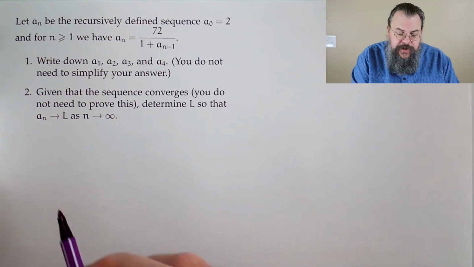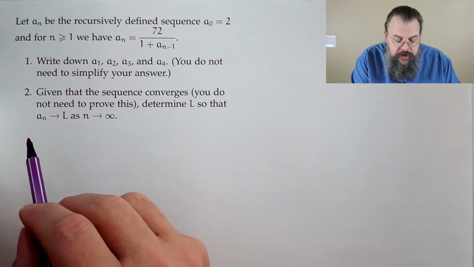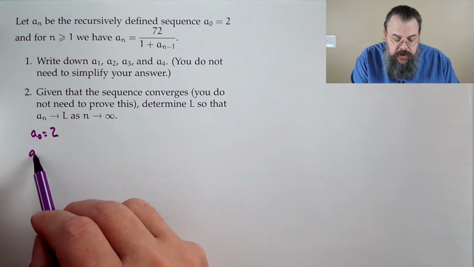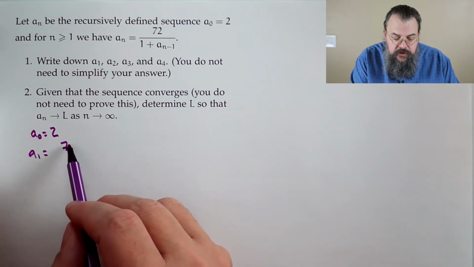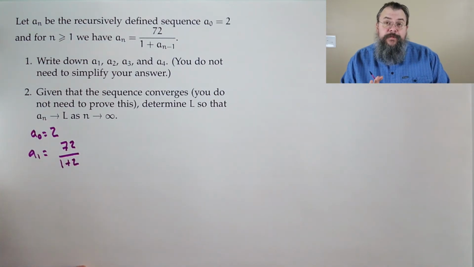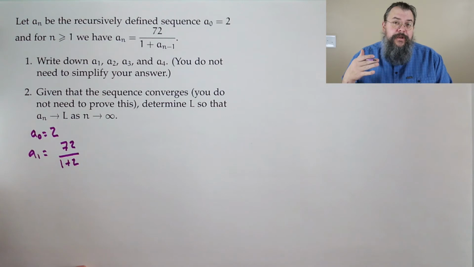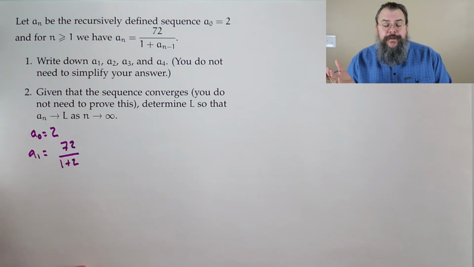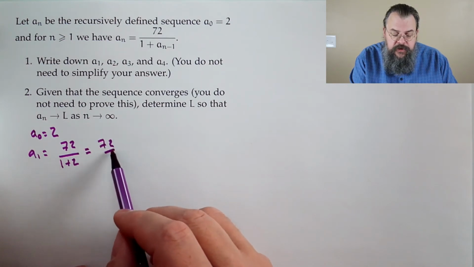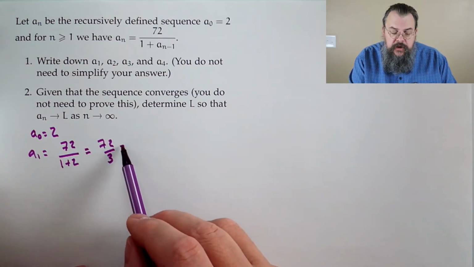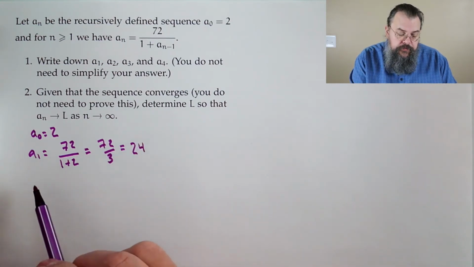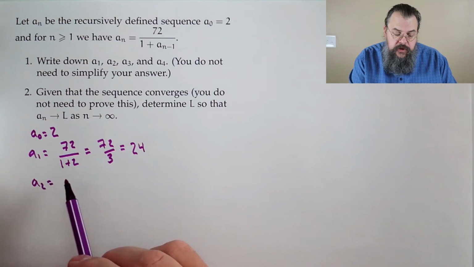All right, so we know what a_0 is. So a_0 is 2. So a_1, according to this, would be 72 over 1 plus 2. Now, we don't have to simplify our answer, but if we can, why not? It doesn't say we can't. So that's the same as 72 over 3. And it turns out 3 does divide into 72. It's 24. Okay.